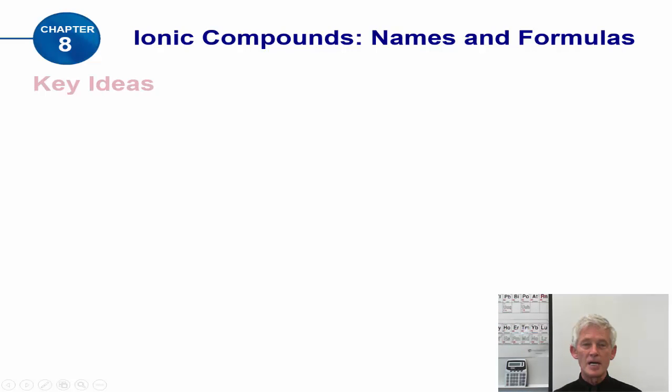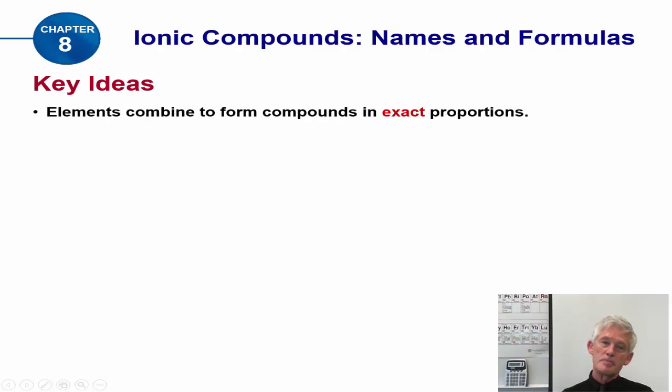So the key ideas in Chapter 8 are that elements, remember all those things on the periodic table, combine to form compounds in exact proportions. It's not a matter of just throwing a bunch of sodium on a pile and a bunch of chlorine gas and expecting to get sodium chloride. There are exact ratios of those elements. They have to be in those proportions.